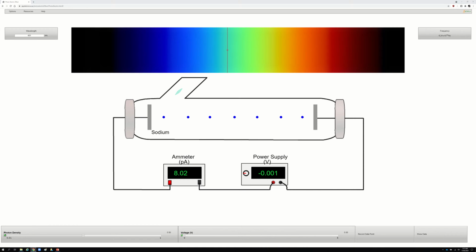So I'm going to test out intensity. Okay, down here at the bottom, on the left, there is a thing called photon density, which essentially means the amount of photons you have going through and striking the piece of metal. Now, the voltage we have here is actually the stopping voltage. So let's just show you how stopping voltage works.